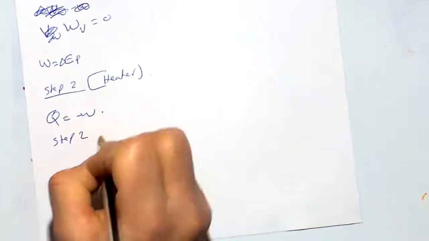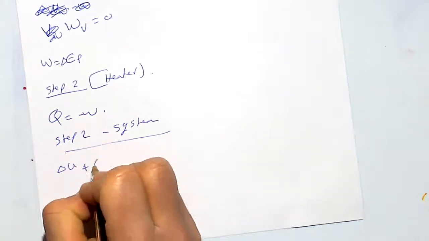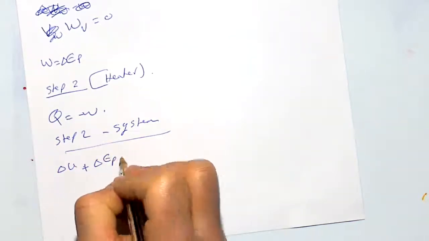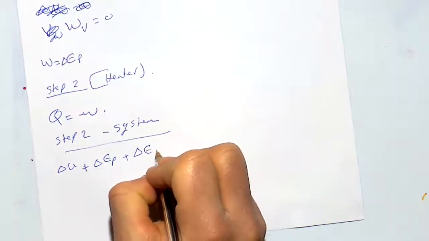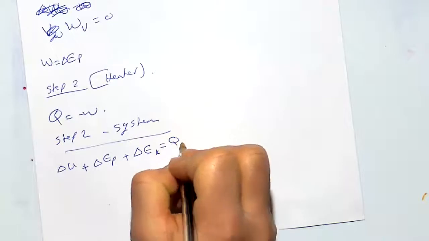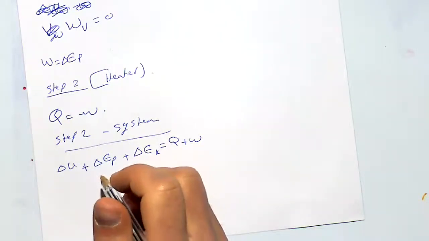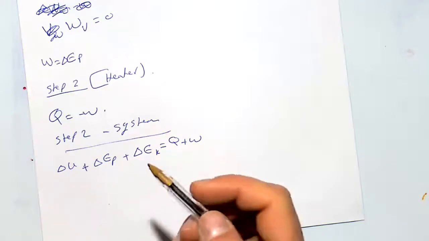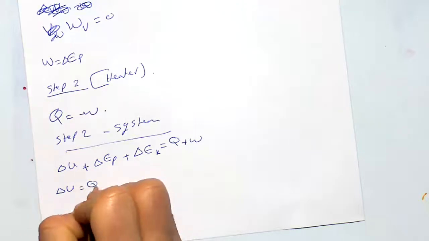That basically means step 2 system. Can you see that, by the way? Delta U plus delta E potential plus delta E kinetic equals Q plus W, and this is a reversible heating process. Hence, the first law reduces to delta U equals Q.